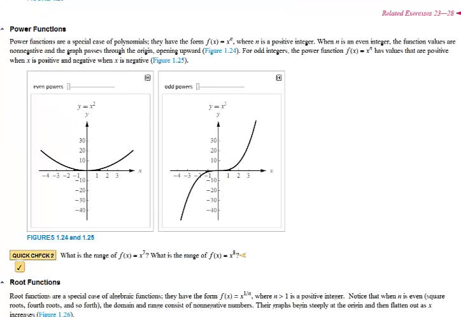Alright, I'm on the interactive book at this point because they just have the coolest thing over here. I can move this slider. I'm looking at an even-powered function, meaning x squared, x to the 4th, x to the 6th, and I can look at what happens as I increase the power. It gets skinnier and skinnier.